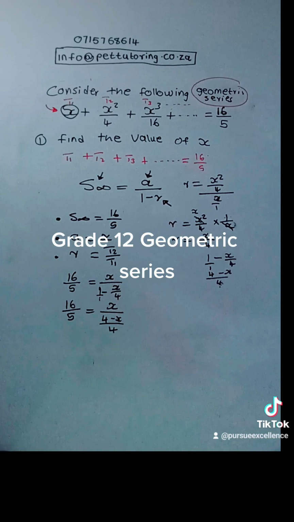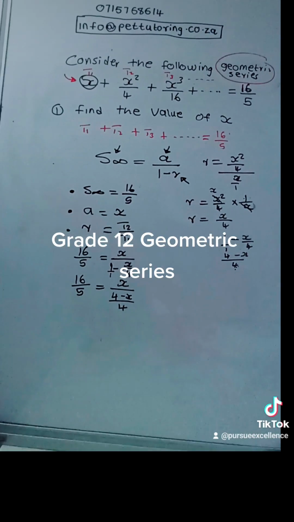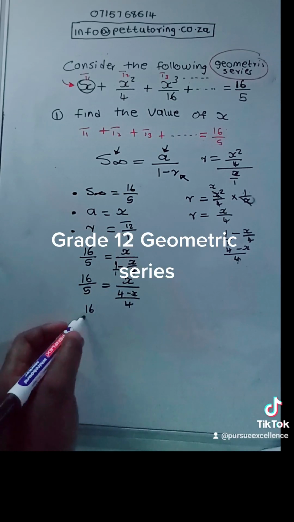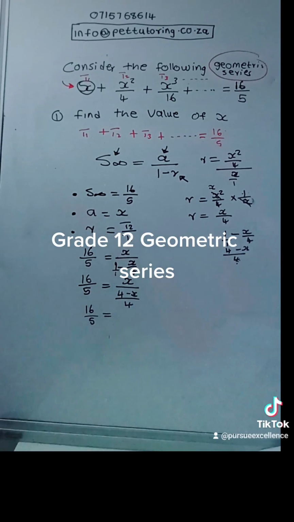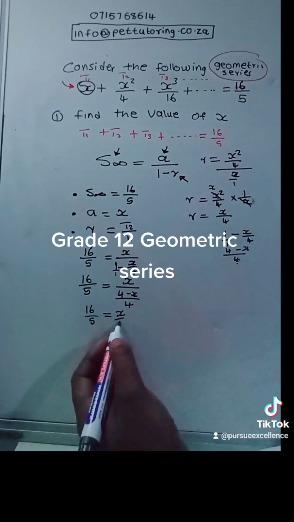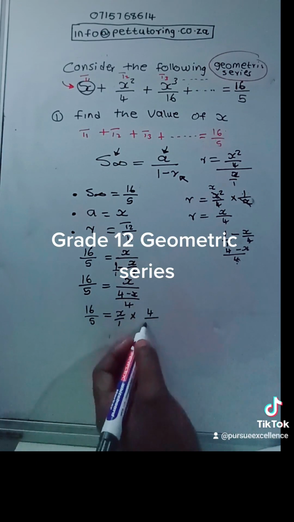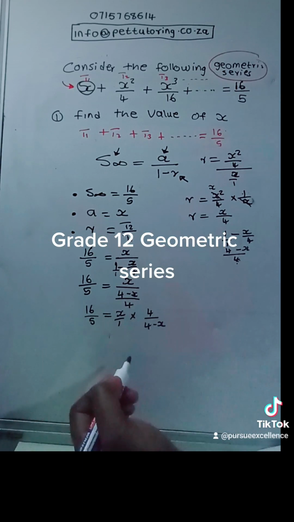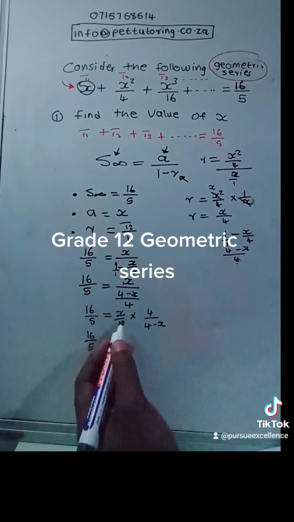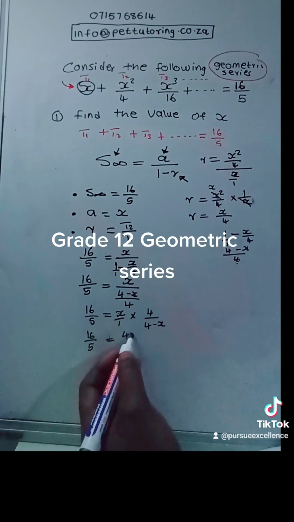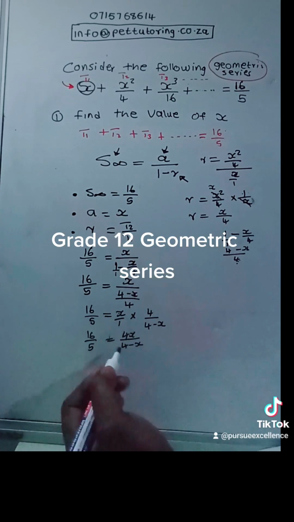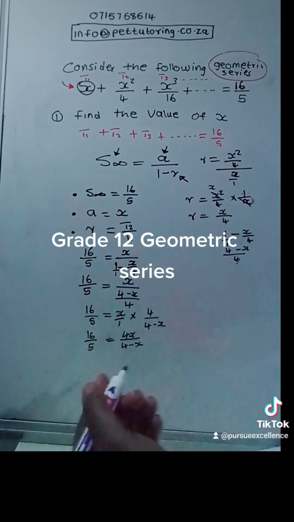Then to avoid this complicated equation here, I'm just going to interchange my right hand side, convert this division into multiplication. It's going to be x over 1 times 4 over 4 minus x. So when I take it further, it's going to be 16 over 5 equal to x times 4, which is going to give me 4x, over 1 times this, it's 4 minus x, because any number multiplied by 1 will remain as that number.